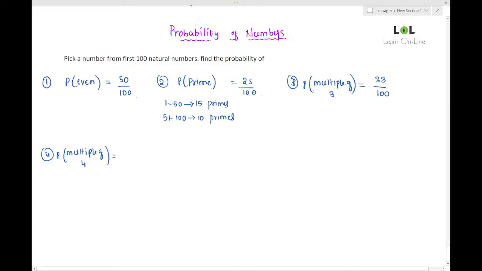You understood. Multiple of 4. Anyone? How many multiples of 4 are there? Just divide 100 by 4, guys. Whatever number you get, that's all.